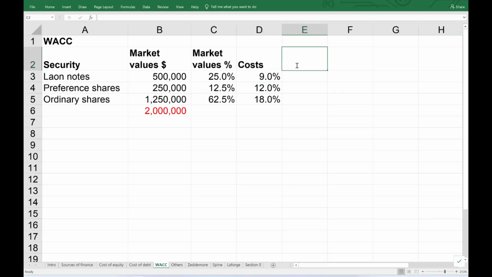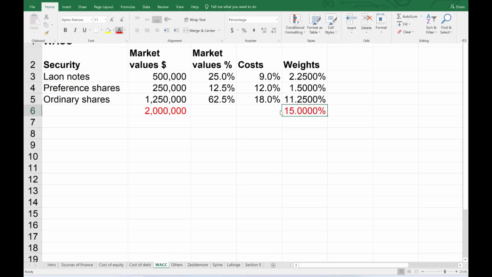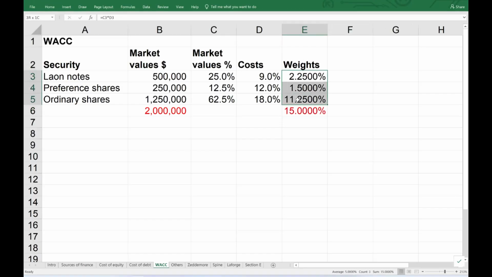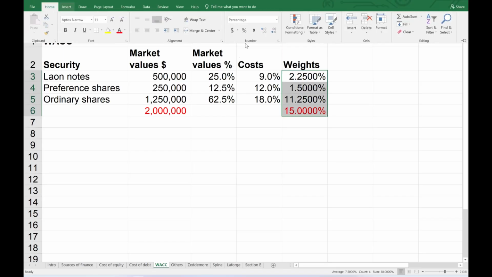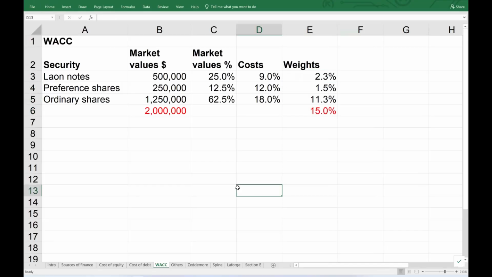Now find what? Find the weights. Okay. How? Just multiply this with this percentage, all of these three, and sum them up. That is your weighted average cost of capital, 15%. This is how you will calculate the WACC in the exam. Easy. Find the market values, multiply with the costs, find the weights of them, and add all of them.